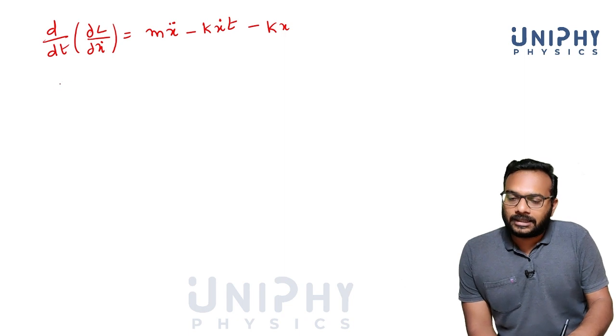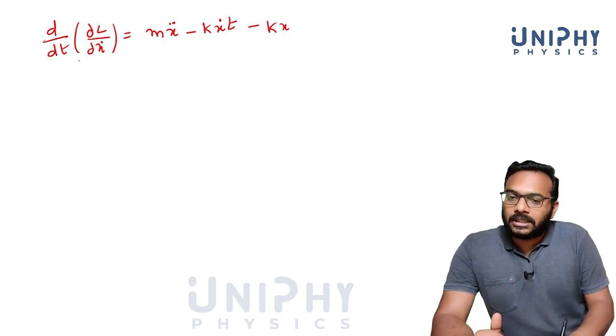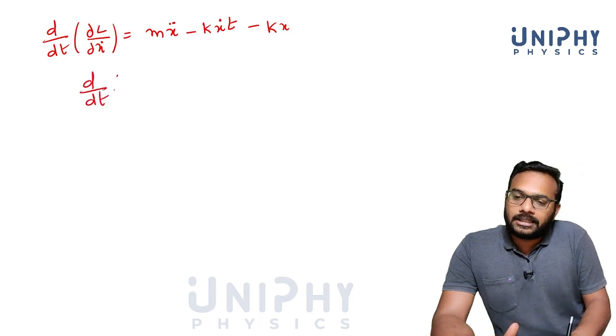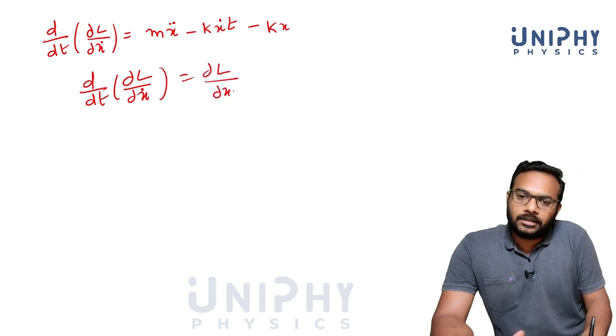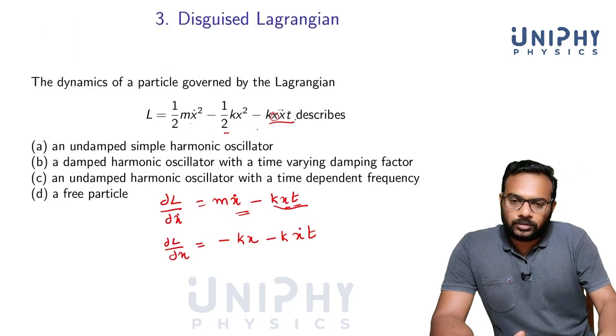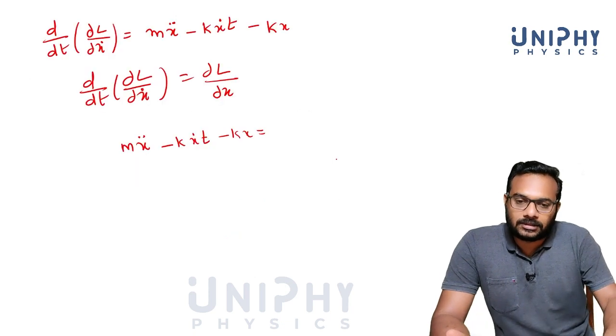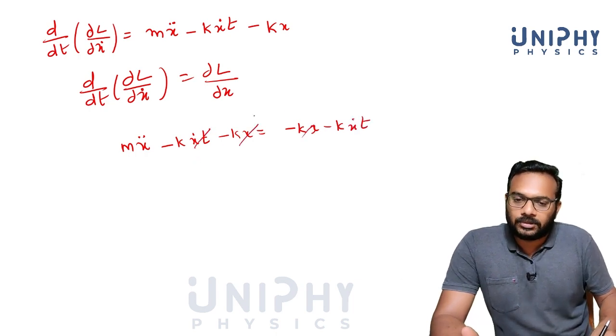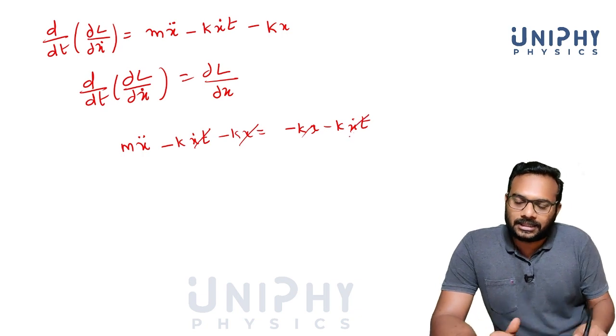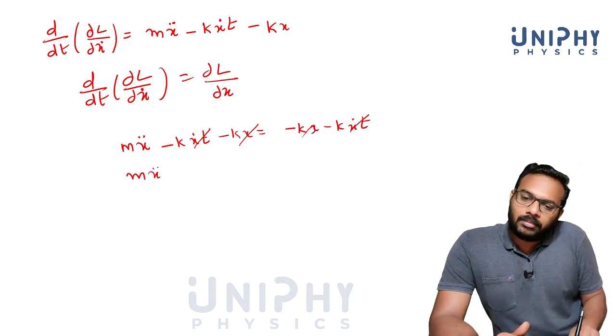Now you write the equation of motion: d by dt of dou L by dou x dot is equal to dou L by dou x. So m x double dot minus k x dot t minus k x is equal to, what's dou L by dou x? It's minus k x minus k x dot t. You see that these terms are exactly the same. You can subtract them and they become 0. So you get m x double dot equal to 0.